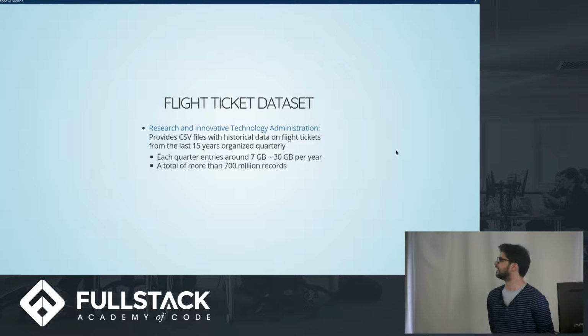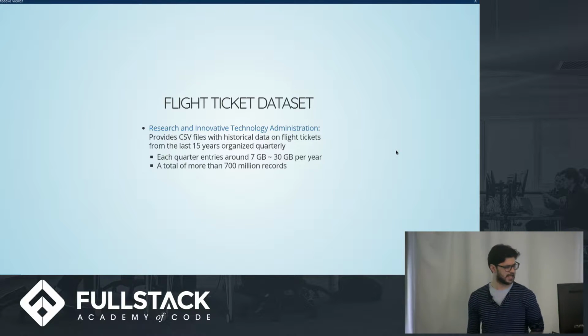So I used a flight ticket data set, which is compiled by the Research and Innovative Technology Administration together with the Bureau of Public Transportation. And this data set gives you data on flight tickets with price, destination, and location for the last 15 or 20 years. You have around 7 gigabytes per quarter in big CSV files organized per quarter. And in total, there's more than 700 million records. So it's a pretty cool data set.